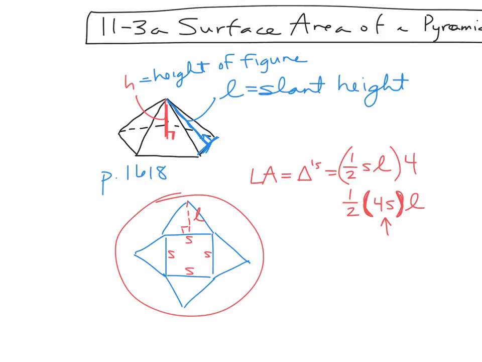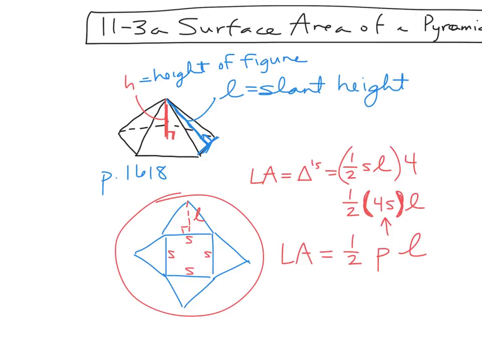What is it of the square? It's the perimeter of the square, right? So 4S is the perimeter of the base, which is what we've been calling P all this time. So your formula for lateral area is 1/2 times P times L.